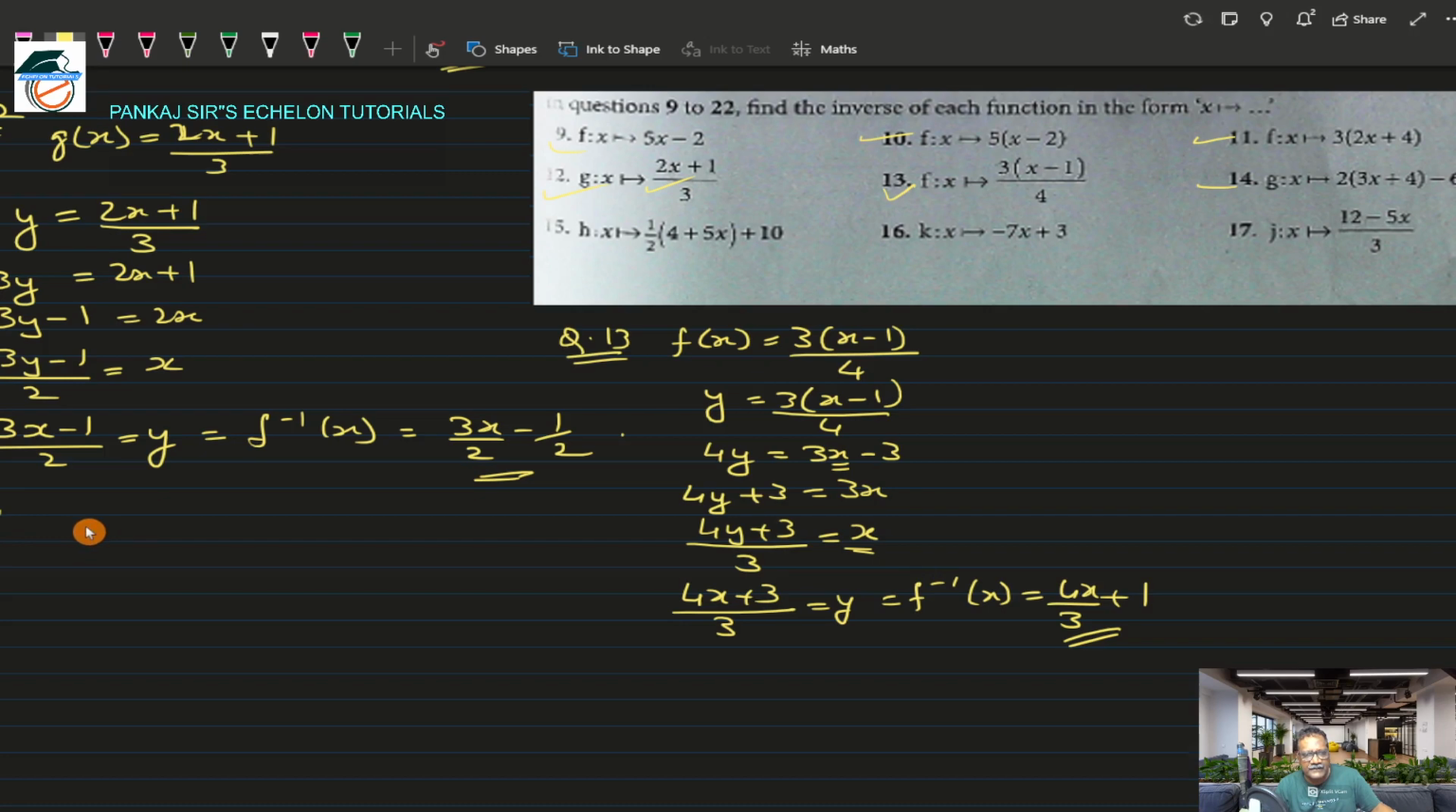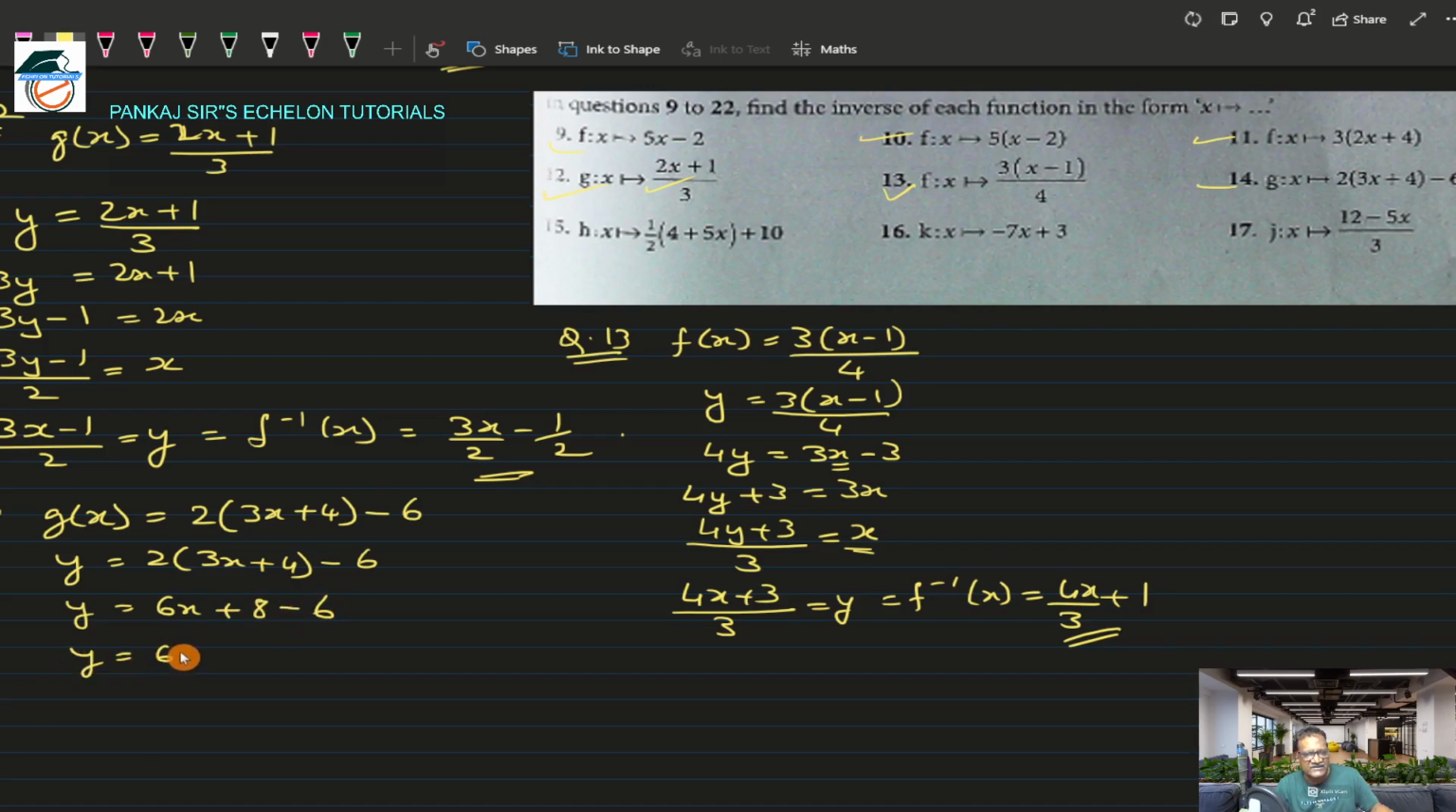14 says that g of x is equal to 2 times 3x plus 4 minus 6. So let y be equal to 2 times 3x plus 4 minus 6. Y equal to 3 2s are 6x plus 4 2s are 8 minus 6. This works out to y is equal to 6x plus 2. Now let us try to make this x the subject. So y minus 2 equal to 6x and y minus 2 whole upon 6 equal to x.